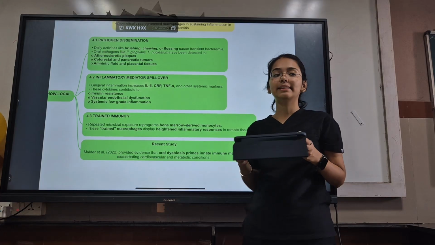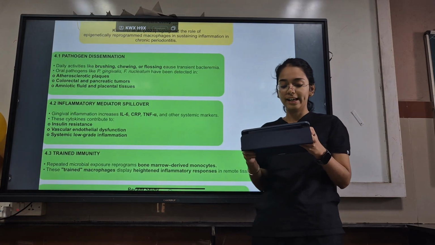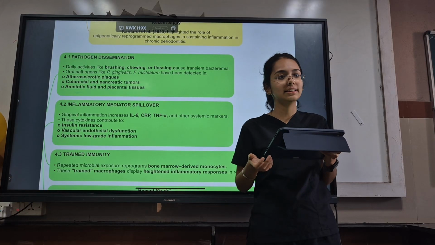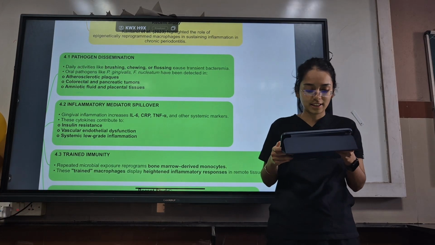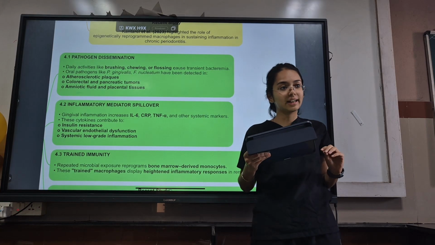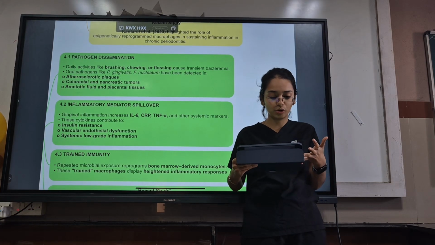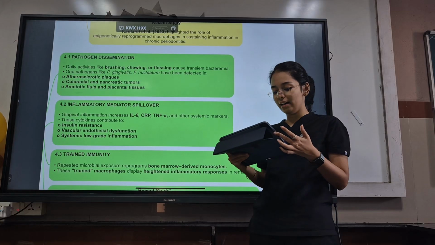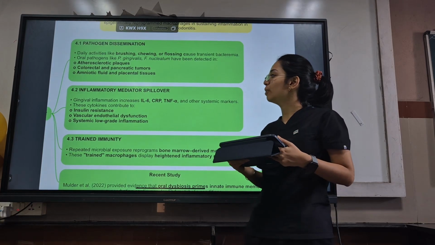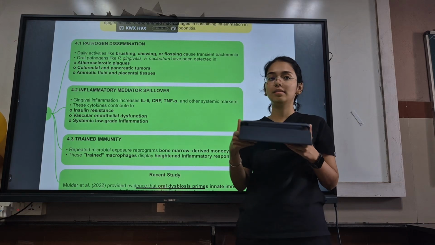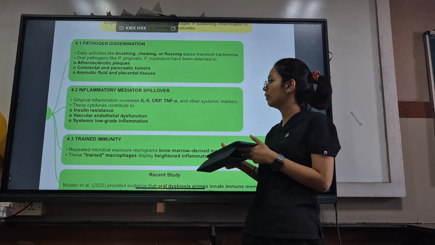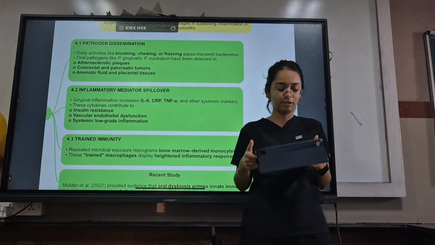Pathogen dissemination happens first. Daily activities like brushing, chewing or flossing can cause transient bacteremia. Oral pathogens like Porphyromonas gingivalis and Fusobacterium nucleatum have been detected in atherosclerotic plaques, colorectal and pancreatic tumors, and amniotic fluid and placental tissues. There is also an inflammatory mediator spillover where the gingival inflammation increases the interleukin, CRP and TNF alpha levels and other systemic markers also.